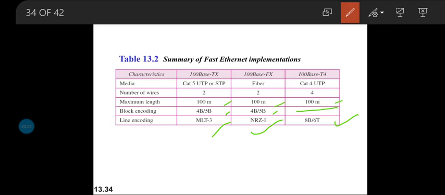We have discussed the fast Ethernet, the topics concerned with the MAC sub layer, and then the topics concerned with the physical layer implementation of the fast Ethernet, which are categorized in 3 types: 100 base TX, 100 base FX, 100 base T4.